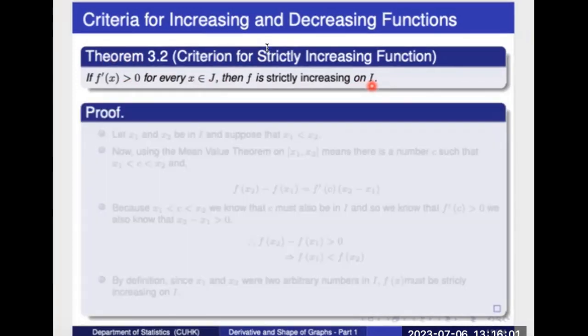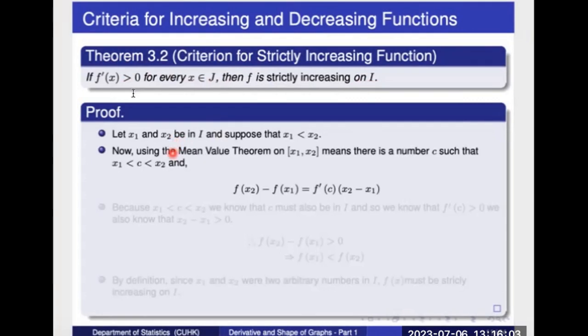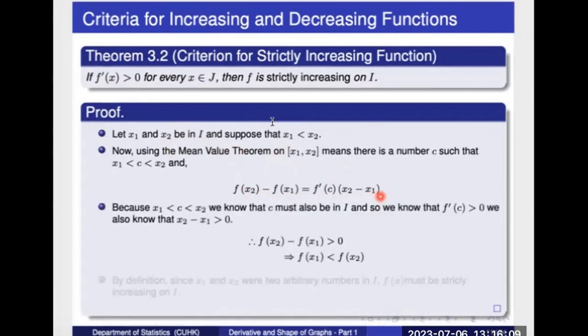The proof of this captivating theorem rests upon the application of the mean value theorem on the interval x sub 1, x sub 2. By incorporating the fact that f prime of c is greater than 0 and the observation that x sub 2 minus x sub 1 is greater than 0, we can conclude that f of x sub 2 minus f of x sub 1 is greater than 0. Consequently, this implies that f of x sub 1 is less than f of x sub 2.